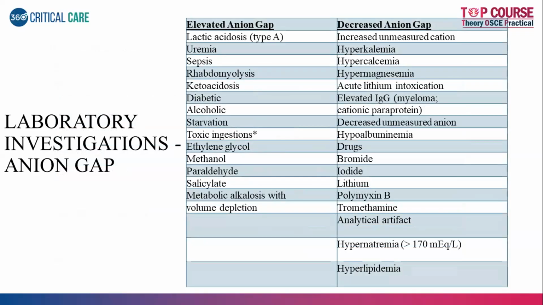Next comes your laboratory investigations. Some important laboratory investigations which also help in toxidromic diagnosis. First one is your anion gap. Everyone knows the causes of elevated anion gap and decreased or normal anion gap, so I'm not going to go into detail about those, as you all know that. In toxic ingestions, it would be ethylene glycol, methanol, paraldehyde, salicylate, and any of the alcohols.